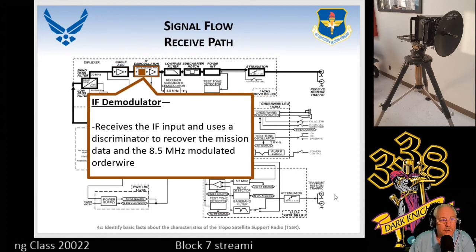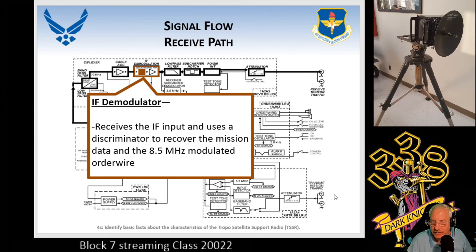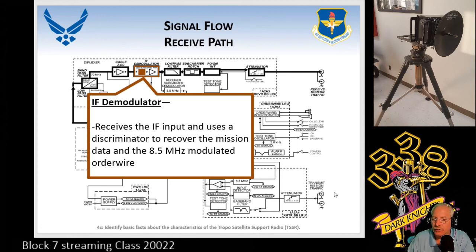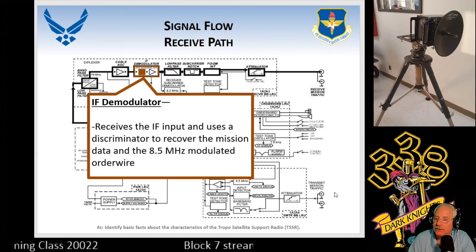Next up, we have a 2-box IF demodulator. The first one uses a discriminator. Now, with discriminators, we can always say that it's going to be FM. FM is a discriminator. So the idea here is you're going to recover your baseband as well as the 8.5 megahertz order wire. And the triangle next to it is an amplifier, because why? You just manipulated the signal.